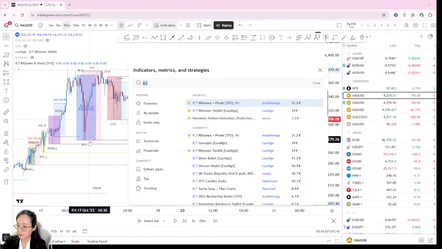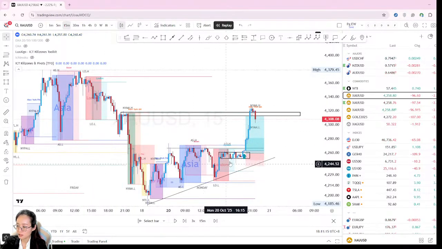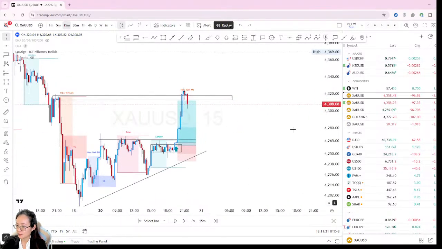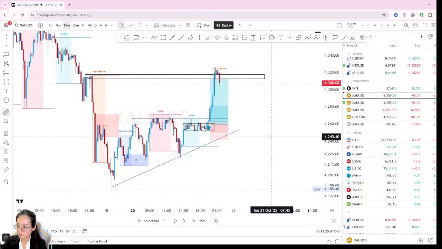A lot of people are using it, because it just tells you Asia high, London high, London low, Asia low. It's up to you. But to me, I don't need that. I just need this, that's it. And price has broken out, and you can see that it's moving.